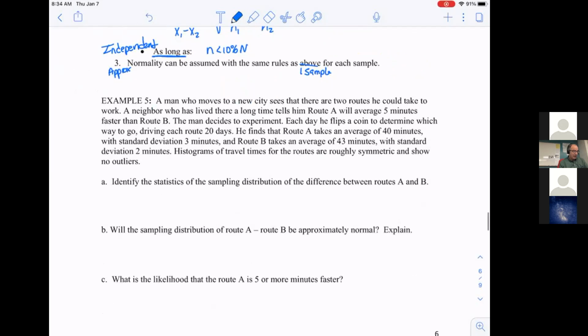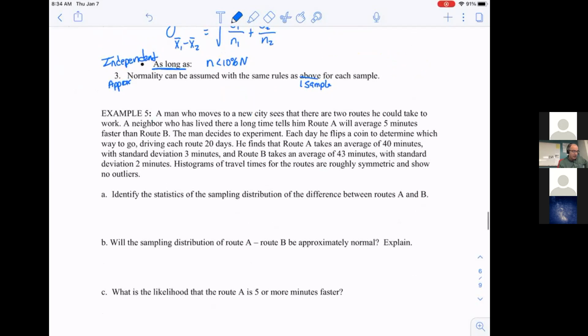A man who moves to a new city sees that there are two routes that he could take to work.